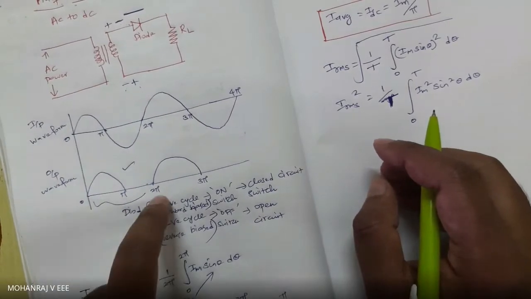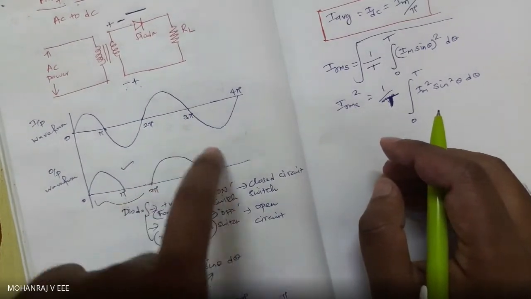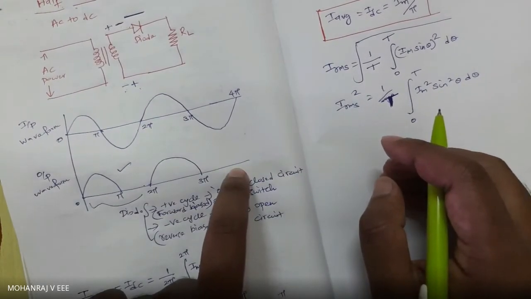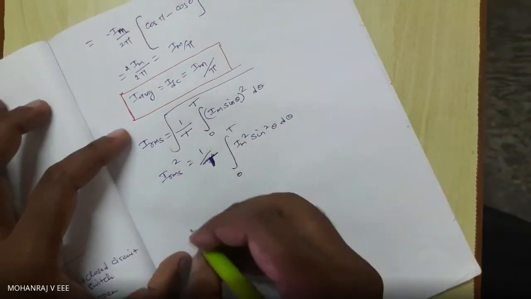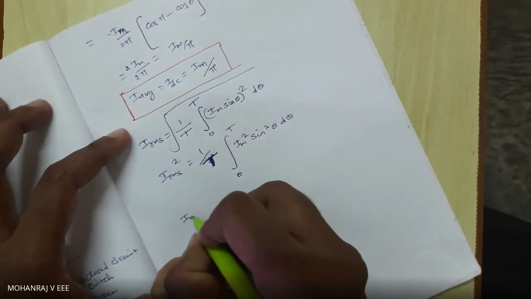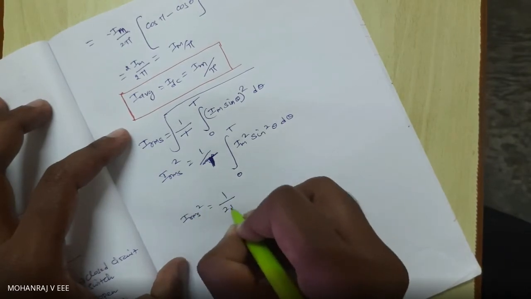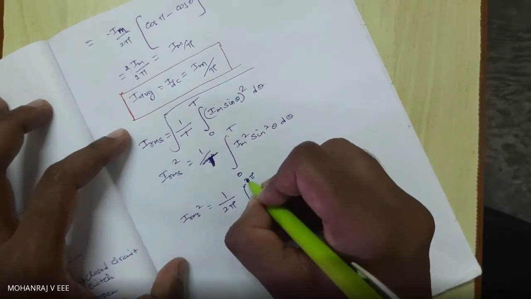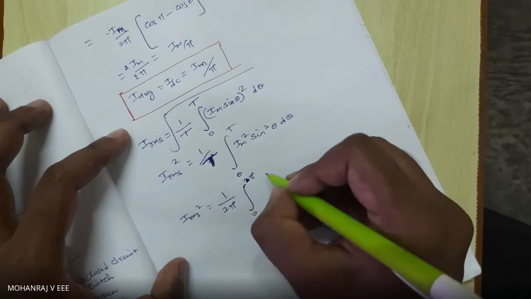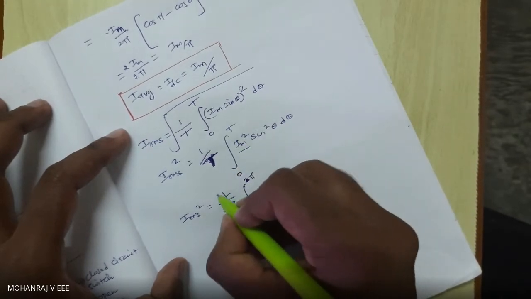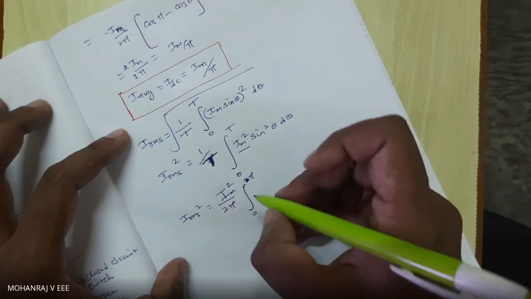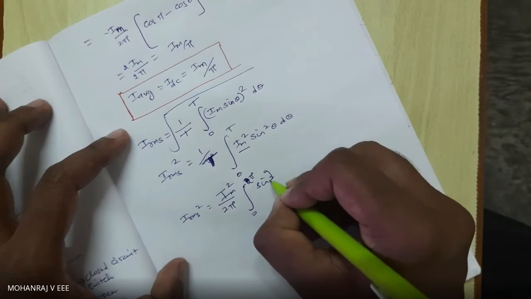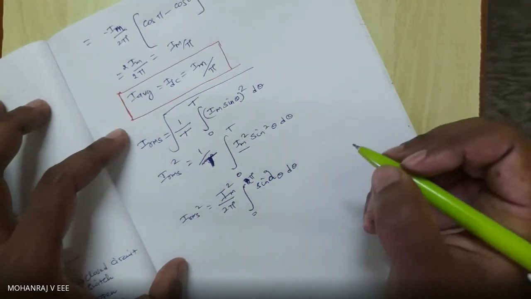Only from 0 to 2 pi, the waveform repeats. So we can say the time period is 2 pi. So I will write my T is equal to 2 pi. So IRMS square is equal to 1 by 2 pi integral 0 to 2 pi. We can take Im square outside, it will become Im square sine square theta d theta.